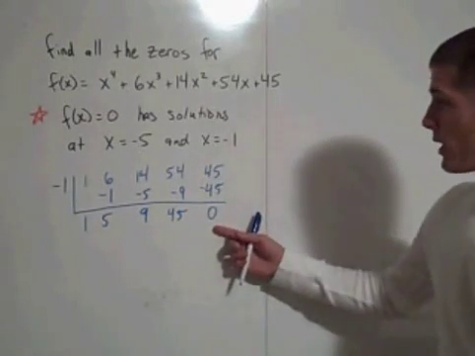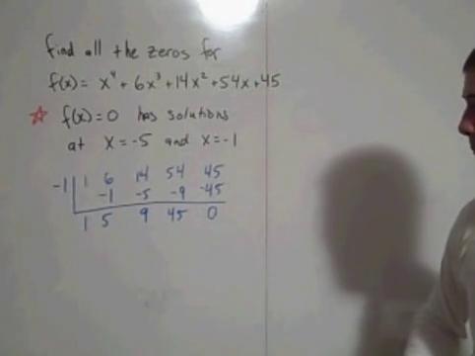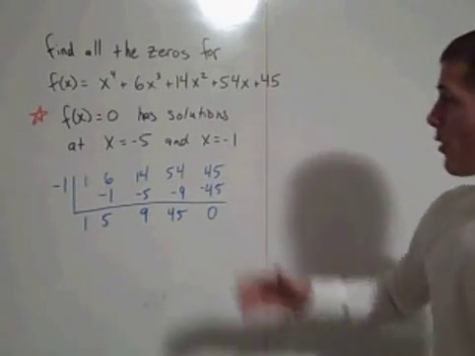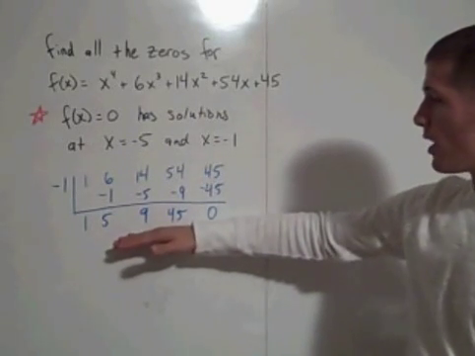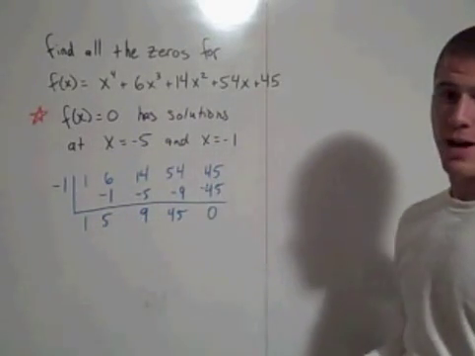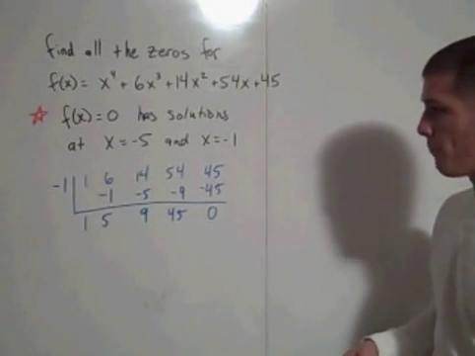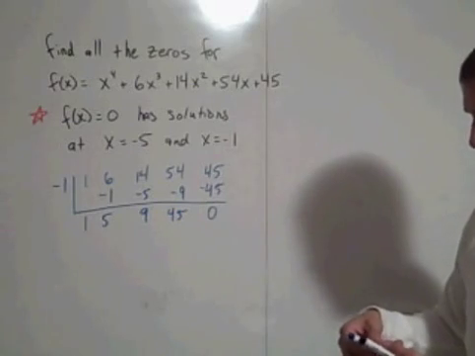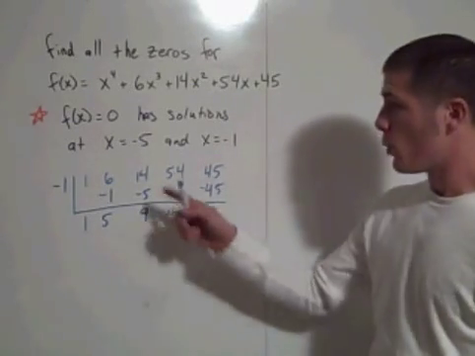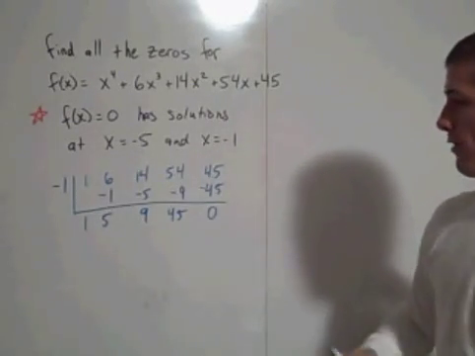We better get 0 here because we know that negative 1 is in fact a 0. And so you sort of brought this quartic polynomial down to a cubic polynomial after you factored out an x plus 1. So now we're going to factor out an x plus 5 by doing the synthetic division with a negative 5 out front on what we have left here.